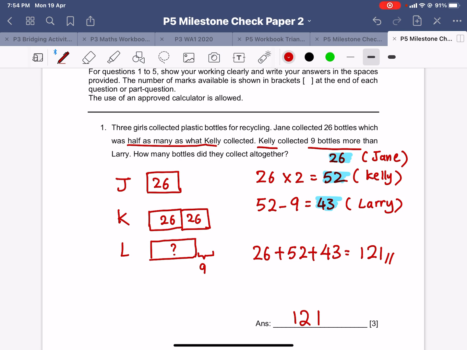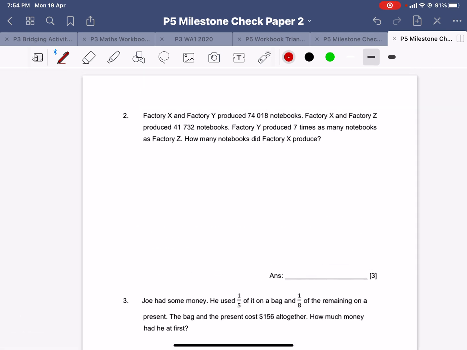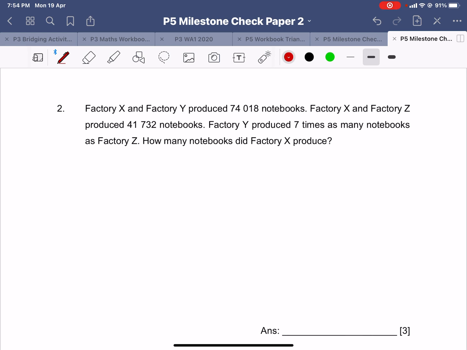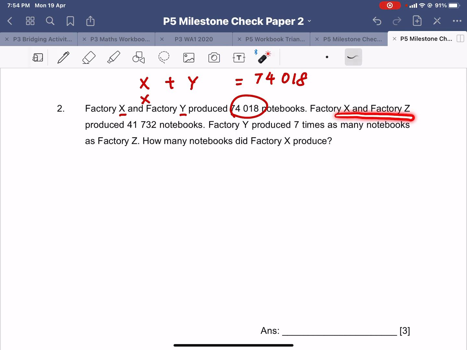Now question number 2, I am going to use the model way. Factory X and factory Y produce this amount of notebooks. The next sentence I'm reading: factory X and Z produce 41,000. Now it seems that factory Y is quite a big factory. It's producing a lot, in fact 7 times as much as Z.